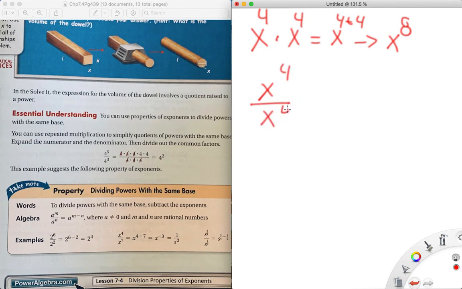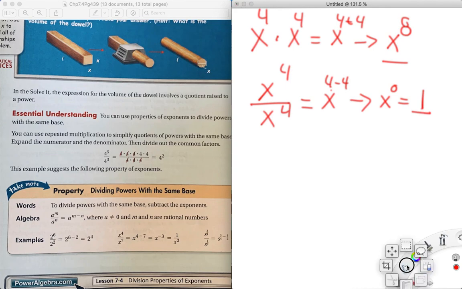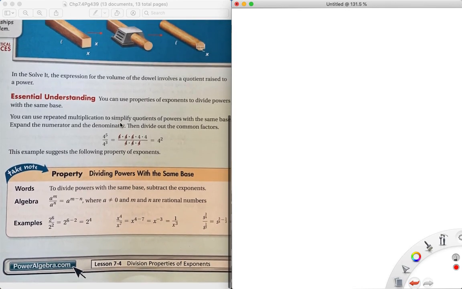divided by x to the 4, if multiplying and adding are involved up here, division is the opposite of multiplying, then subtraction would be the opposite of addition. So if we're dividing exponents, then we're going to subtract those powers. So when we divide exponents, and remember the bases have to be the same, we subtract their powers. The book gives us a couple of examples, but let's go through them.